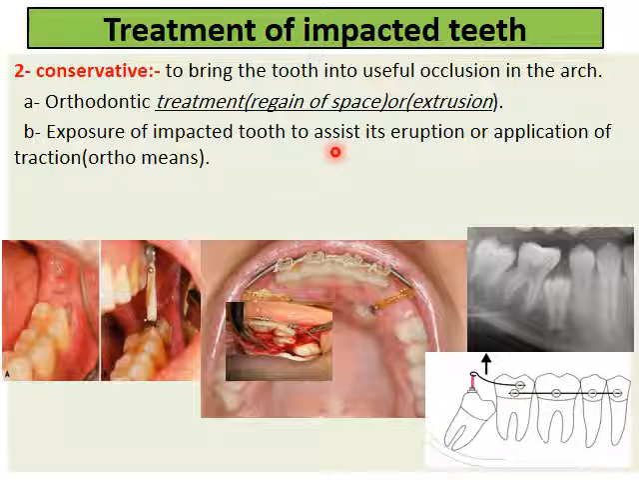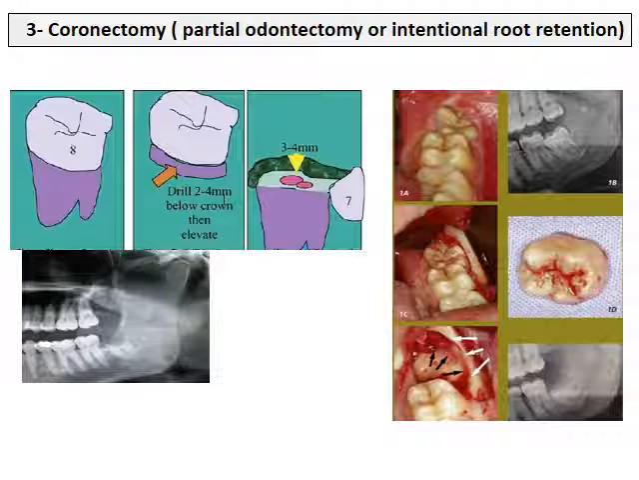Impacted canine surgical exposure and the applying of special tools for the traction of the tooth. So, conservative treatment by using orthodontic treatment, like regaining a space or extrusion or exposure of the tooth to assist its eruption. Sometimes just a surgical exposure leads to eruption or the application of correction. The third line or option is coronectomy, also called partial odontectomy or intentional root retention.